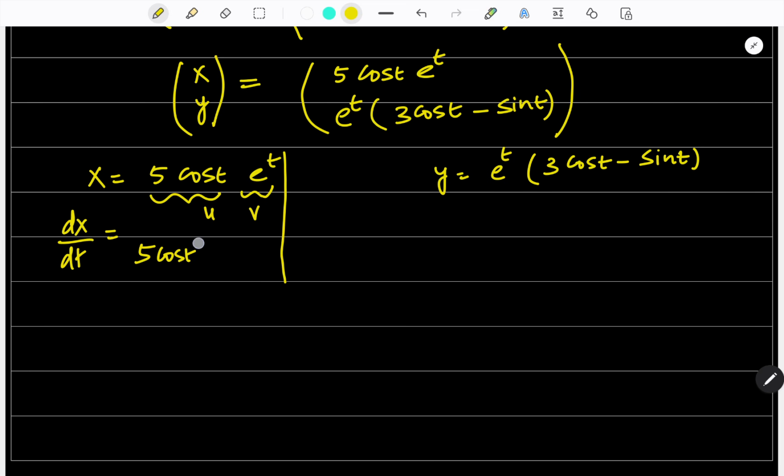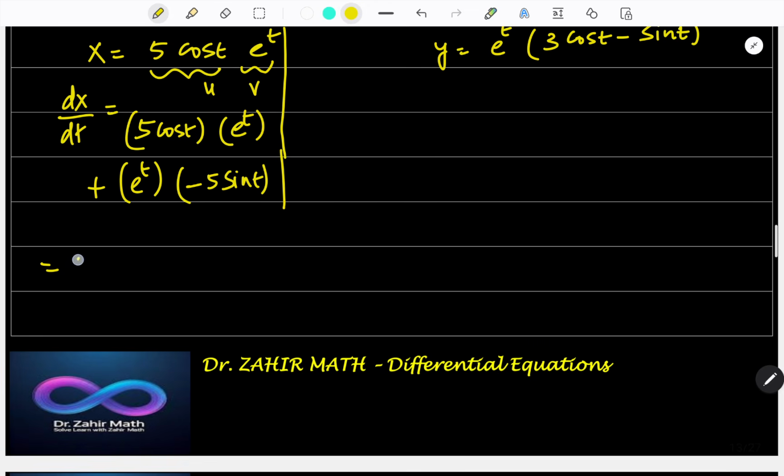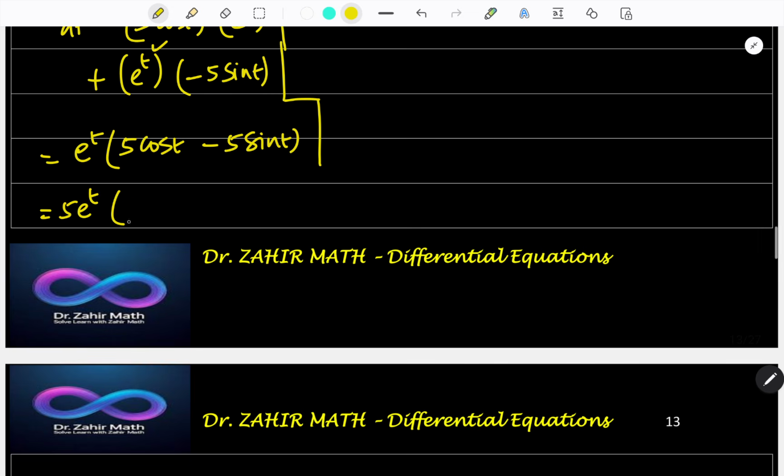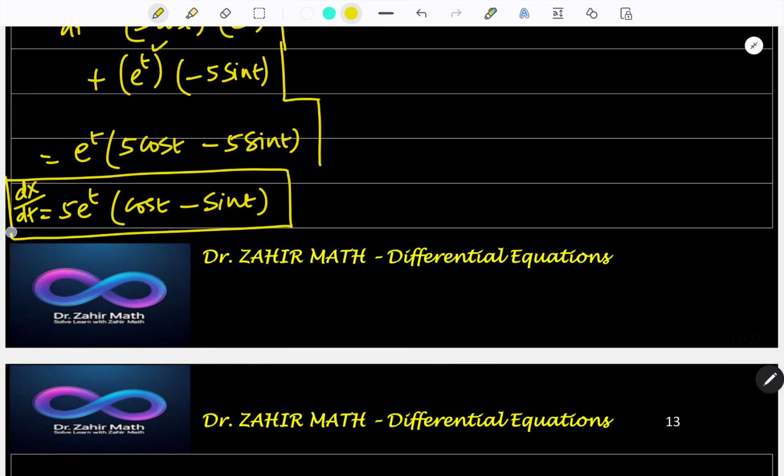So 5 cosine t, keep it; derivative of e power t is e power t, and then plus, keep e power t, derivative of 5 cosine t is minus 5 sine t. Let me simplify this, which is equal to e power t taken as common. Here it is 5 cosine t and here minus 5 sine t. But I can take 5 also common. So this equals 5 e power t times cosine t minus sine t. This is my dx by dt. Let us keep it ready.